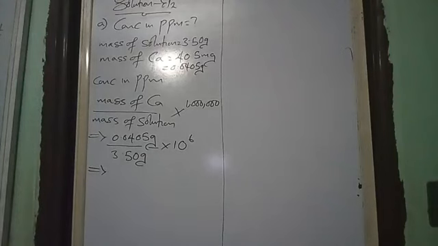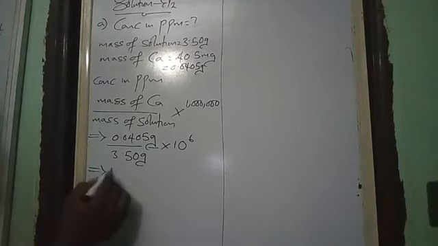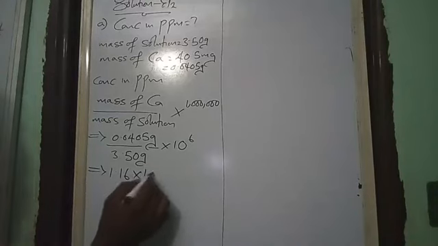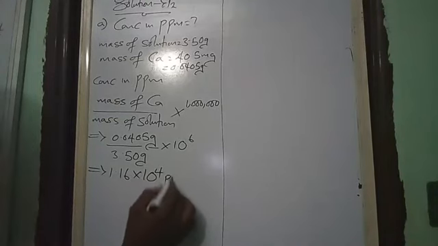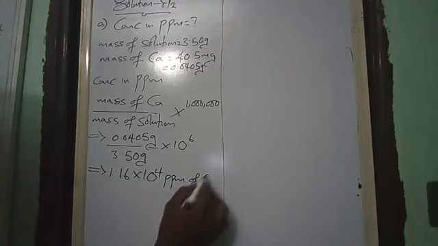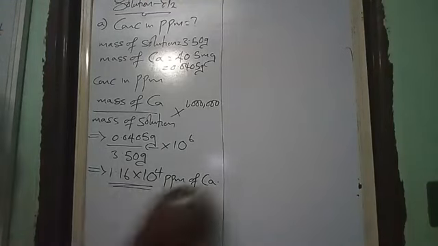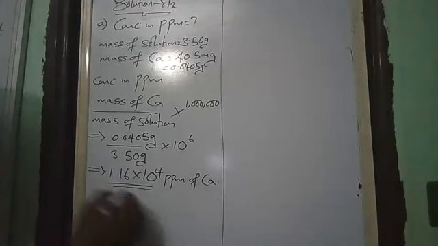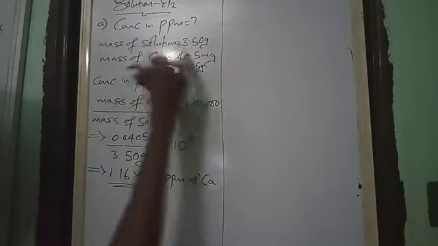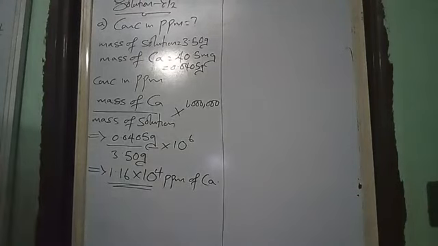When we punch that into the calculator, we have the value of 1.16 times 10 to the power of 4, 1.16 times 10 to the power of 4 parts per million of Ca. So that means this is the amount of Ca that will be present in 1 million of that amount of pills. That's just the meaning.